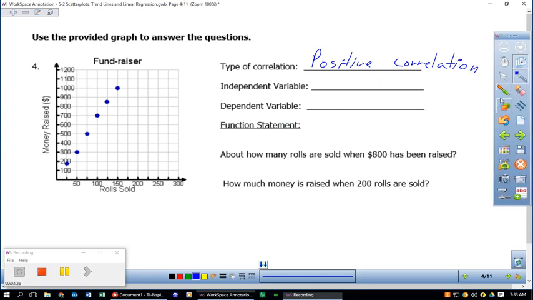The independent variable, I always do this: I always draw an I on the x-axis and a D on the y-axis, because the independent variable is always on the x-axis. The dependent variable is always on the y-axis. If you notice, the D runs flush, it just hits right there, and the I sits nicely on the x-axis. So that tells me that my independent variable is rolls sold. The dependent variable is over here, the money raised.